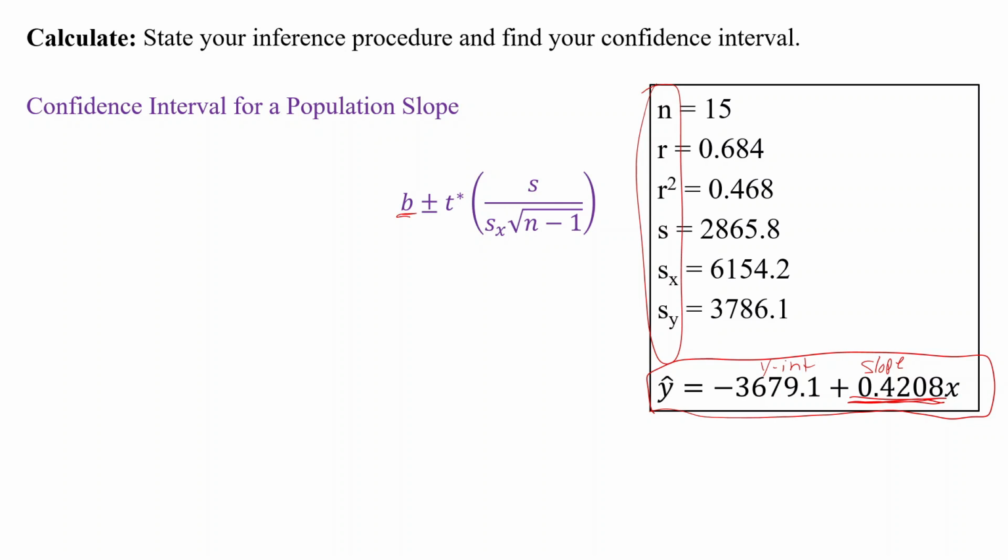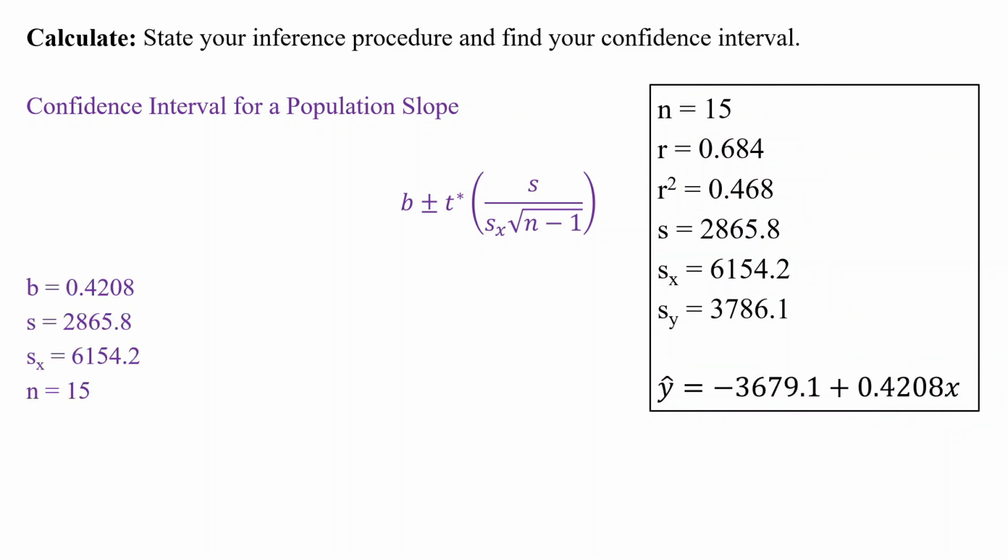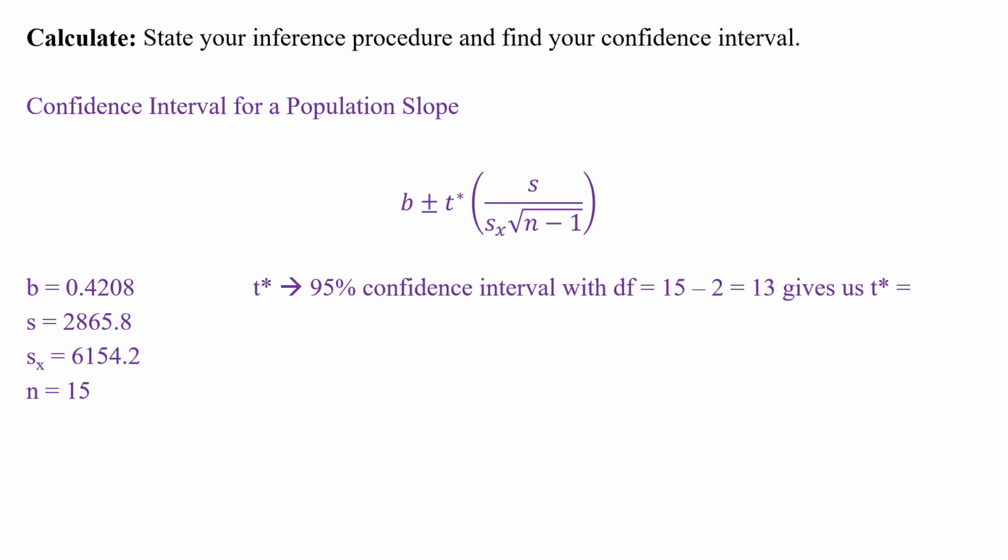I'll calculate my t-star in a moment. I am given s. This is the standard deviation of my residuals. I am given s sub x, and I am given n. Okay. All of this other information, correlation, coefficient of determination, and s sub y, it's just extra noise that you don't need to construct a confidence interval. Okay. So I'm going to label all of those values again, because I'm eventually going to plug them into my confidence interval here. I do need my t-star value.